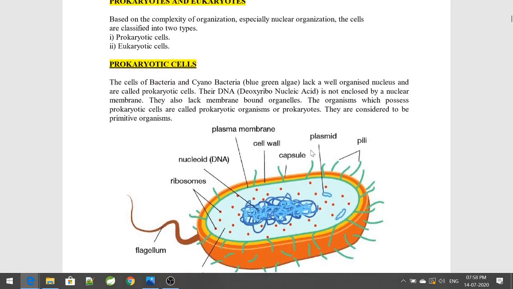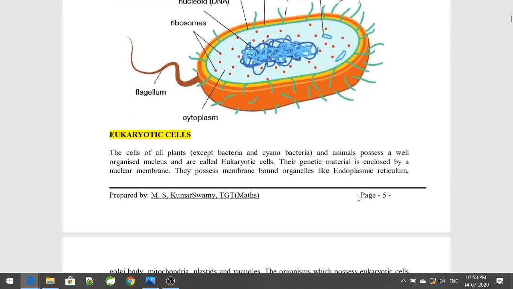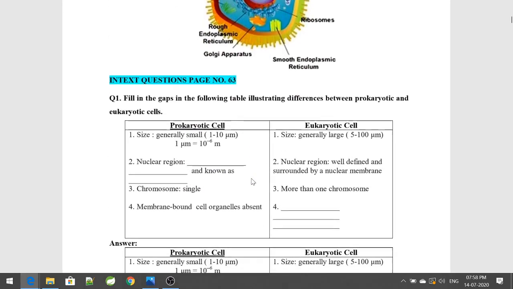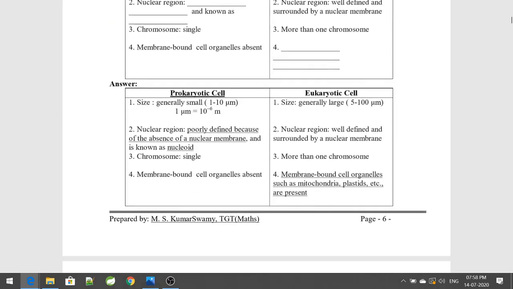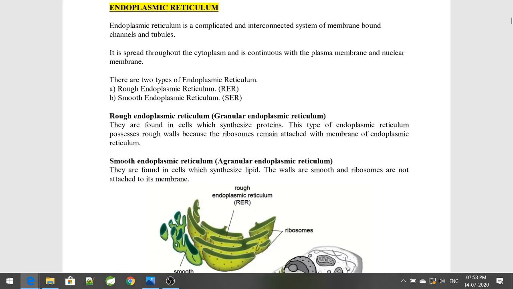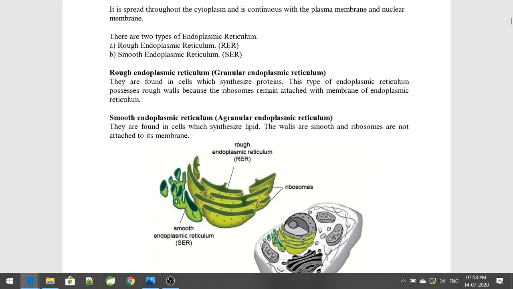And it's a prokaryotic cell. How is it present? Single-celled organisms, and eukaryotic cell. How is it? What are the organelles present in it? Differences between prokaryotic cell and eukaryotic cell.